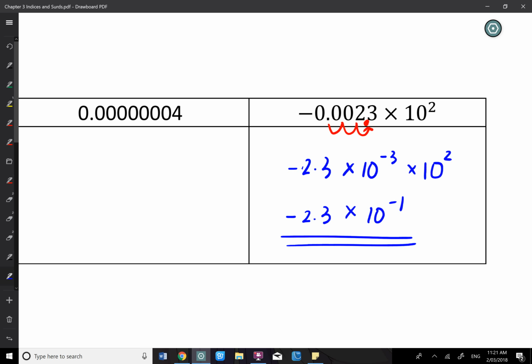So when the number is small, then the power will be negative. When it's a really large number, then the power will be positive. You just see whether it's greater than 1 or less than 1.